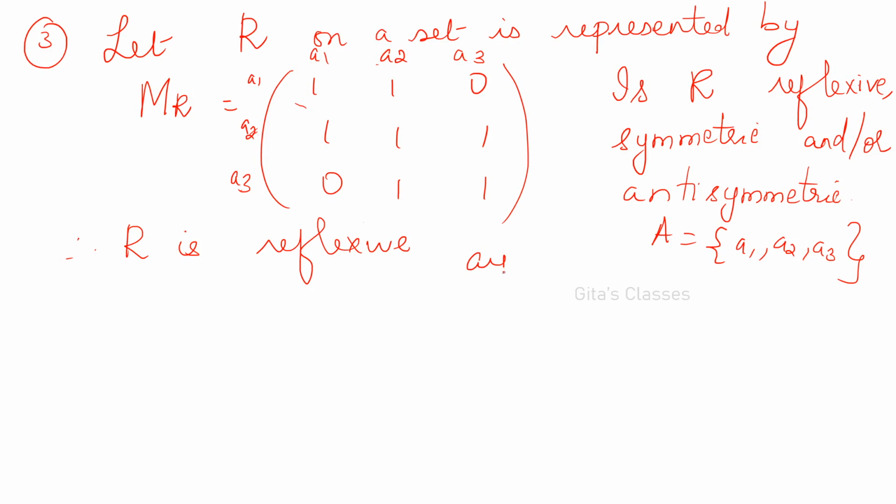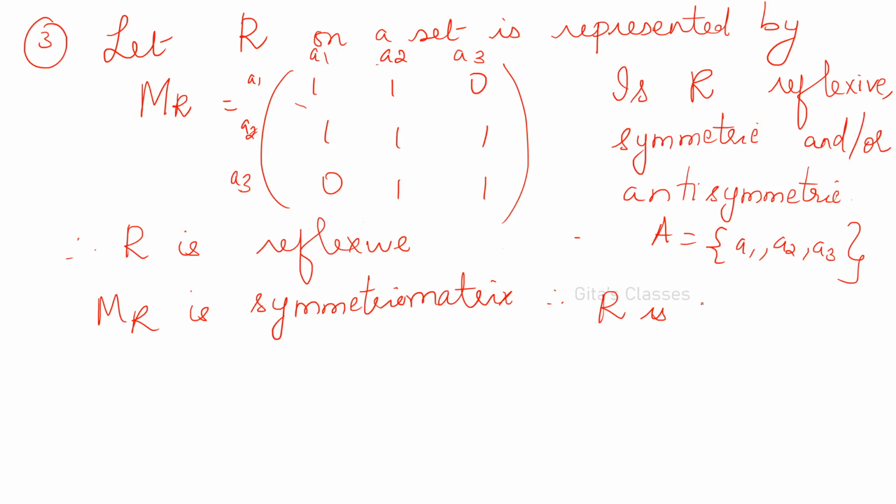Or you can check Aij is equal to Aji. This is what you have to check. If Aij is equal to Aji, it is called a symmetric matrix, right? Therefore, the given matrix MR is a symmetric matrix. Therefore, R is symmetric.